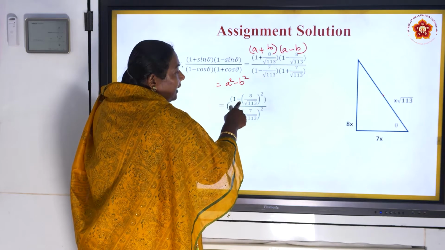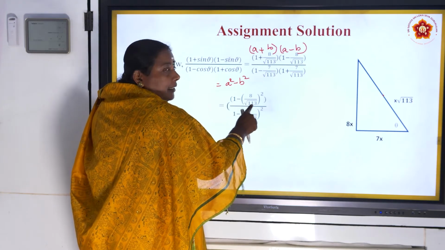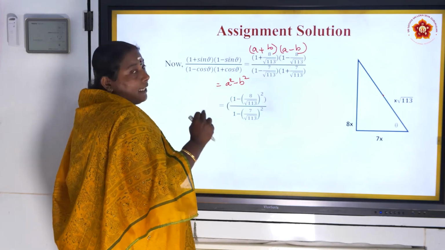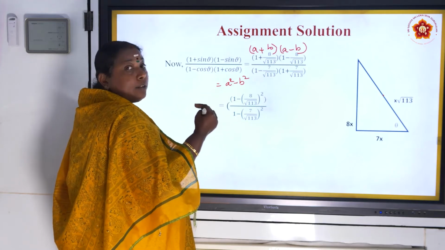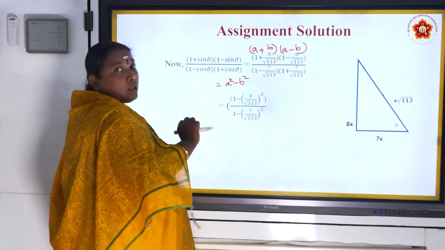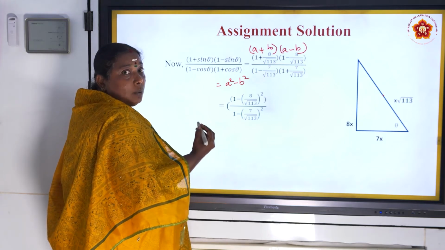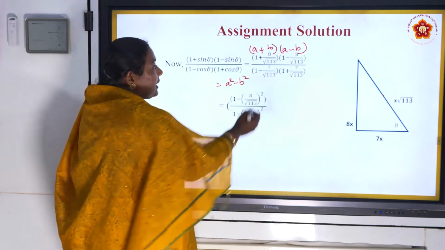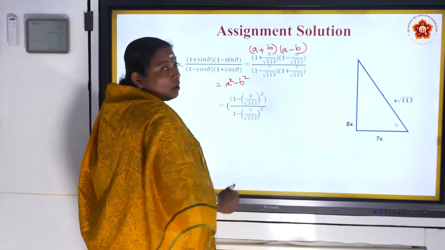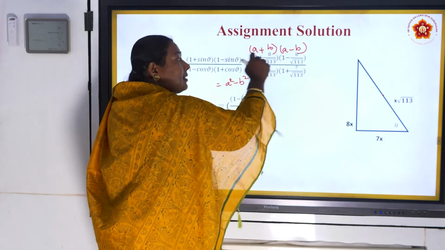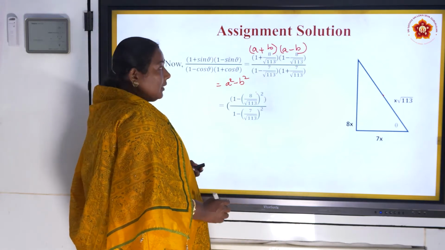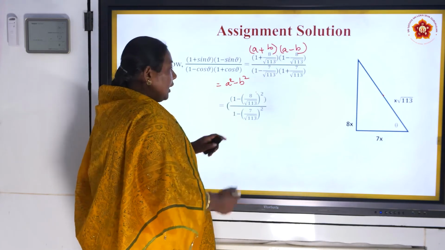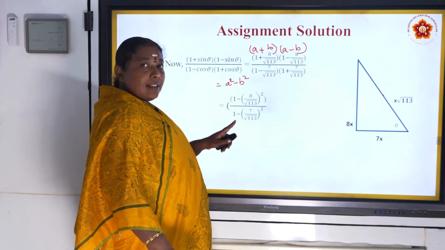So 1 minus 8 by root of 113 the whole square. It's not 8 by root of 113 square. It is 8 by root of 113 the whole square. Understood? Why am I using the words the whole square? The whole square means the square belongs to both the terms. Okay. So the same thing, 1 minus 7 by root 113, 1 plus 7 by root 113. Here also we can see the same algebraic identity, a minus b, a plus b. So we are going to use the formula a square minus b square.